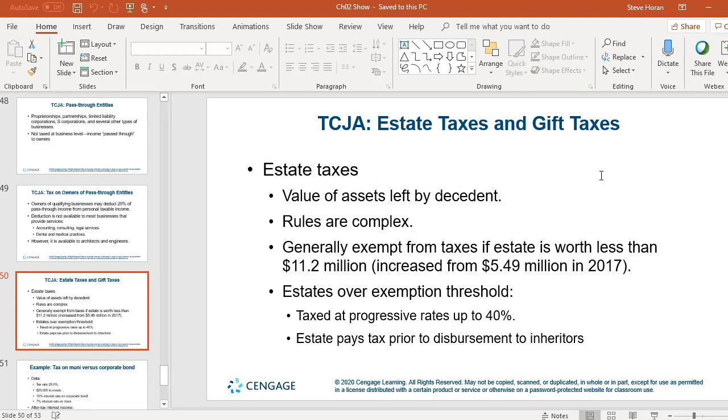And then estate taxes and gift taxes. So this deals with taxes on people who are deceased, who create an estate, and then they change some of the rules on that. That's kind of above and beyond the concept of our class, but just be aware some of those laws have changed. So just know that is basically it.